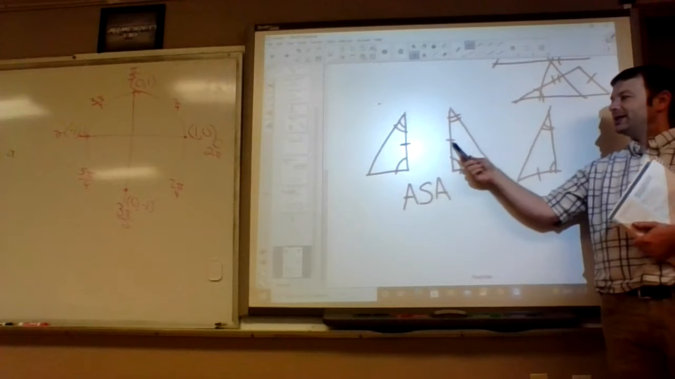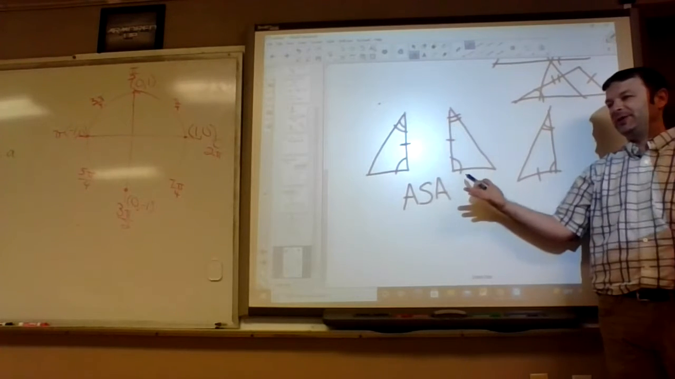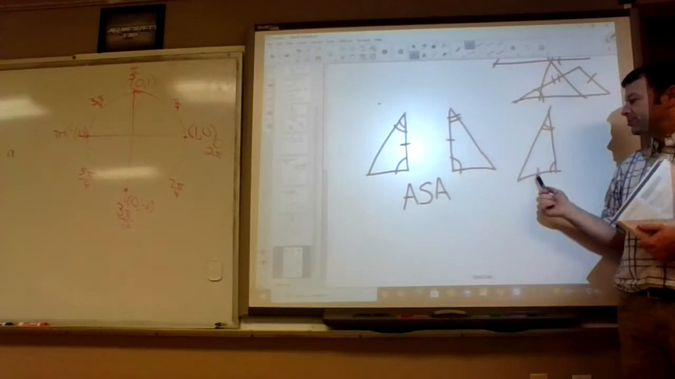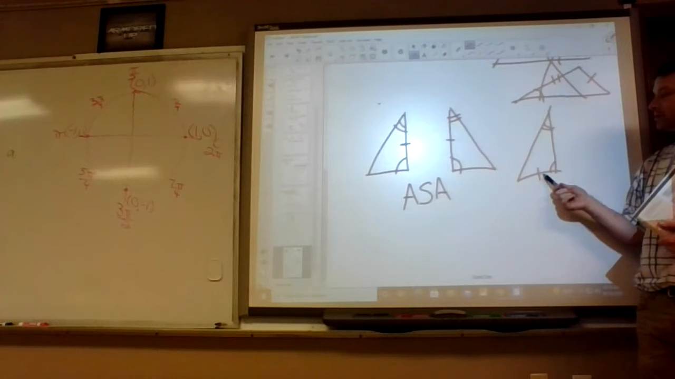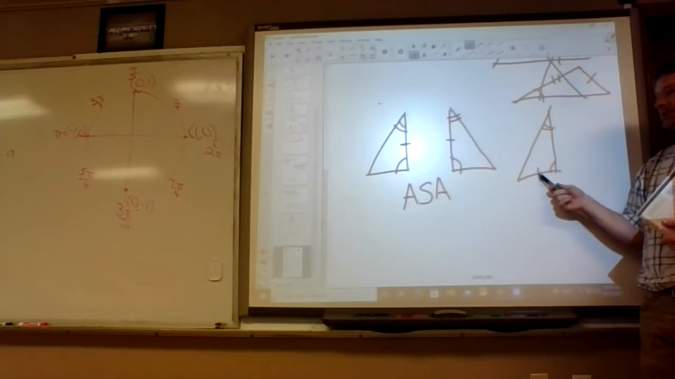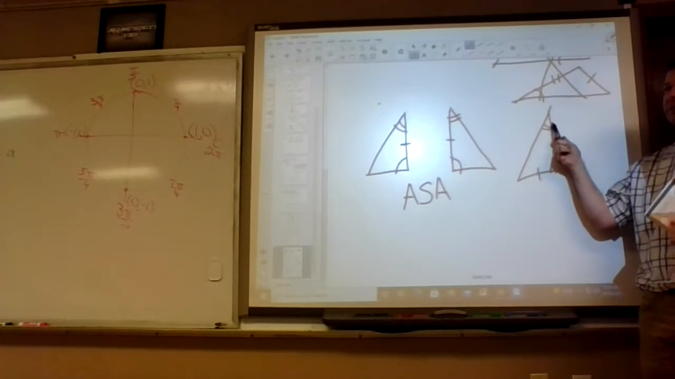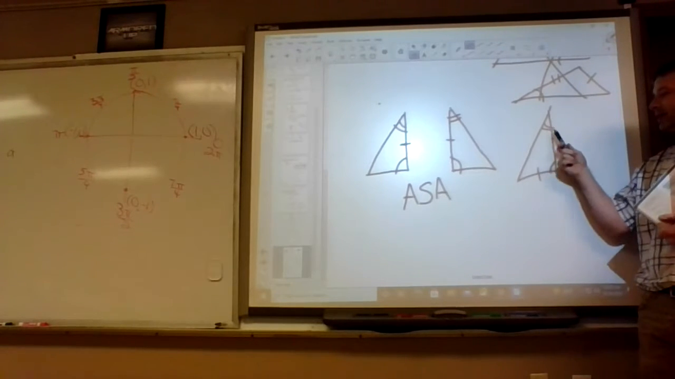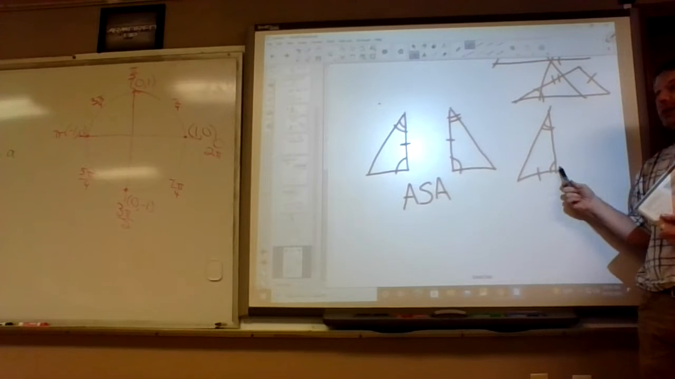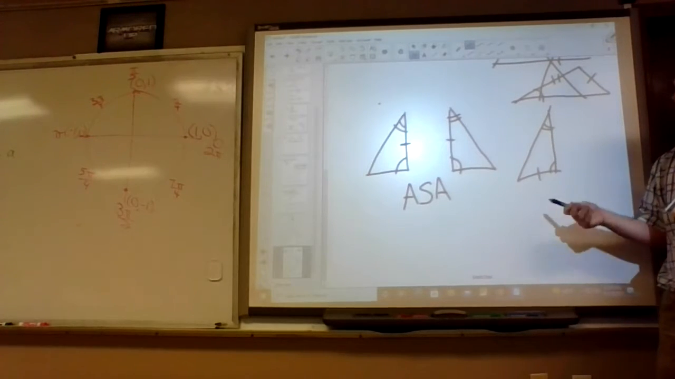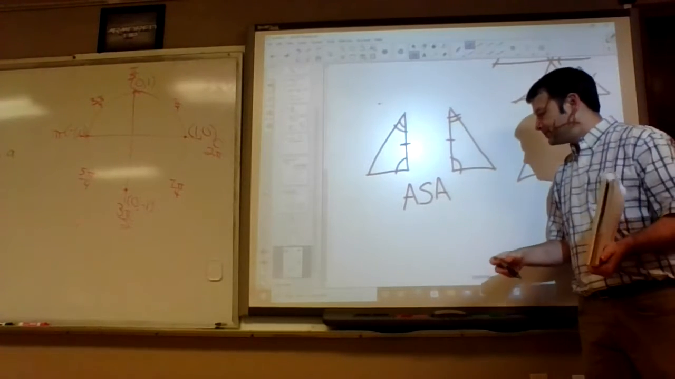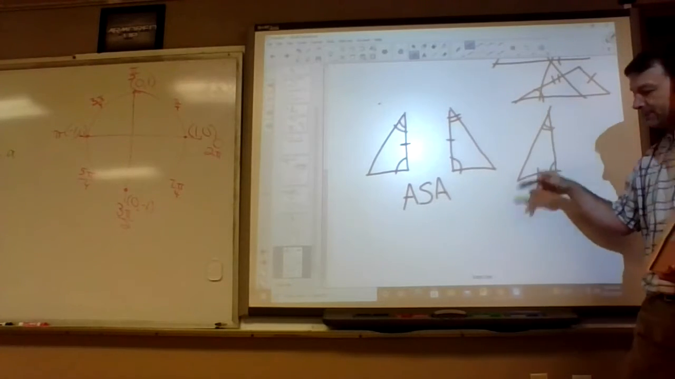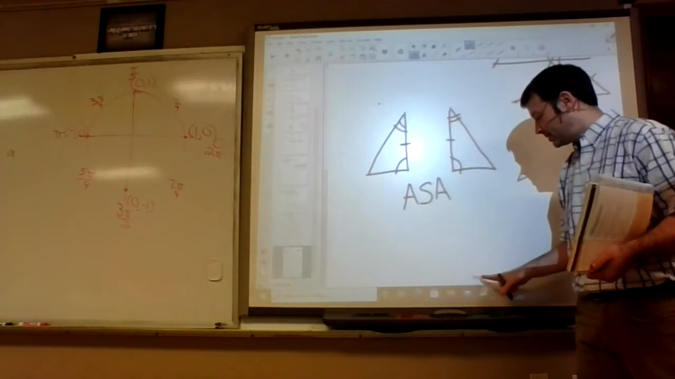On this one, the side is included between the angles. That just means it's between. On this one, the side is not between the two angles. Angle, angle, side. I guess you could call it side, angle, angle. I don't remember which one this book uses. Different books use different ones. So you might say angle, angle, side, or side, angle, angle. If you wrote down either one, it would be okay. That's tomorrow's, so it's not wrong, but we're not doing it today.